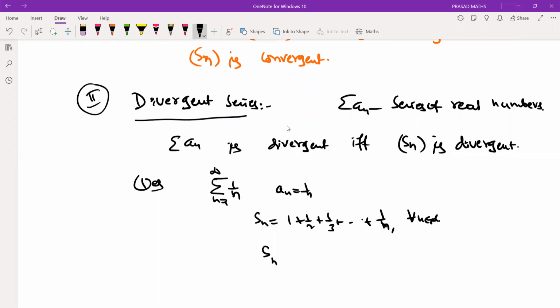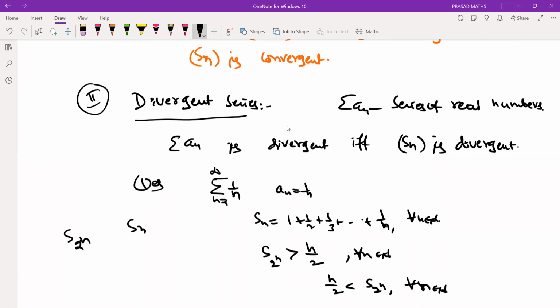A simple technique is S_{2^n}. S_{2^n} is always bigger than n/2. This is true for every n. Right? Therefore, S_n is always less than S_{2^n}. What is S_{2^n}? It's a subsequence of S_n.